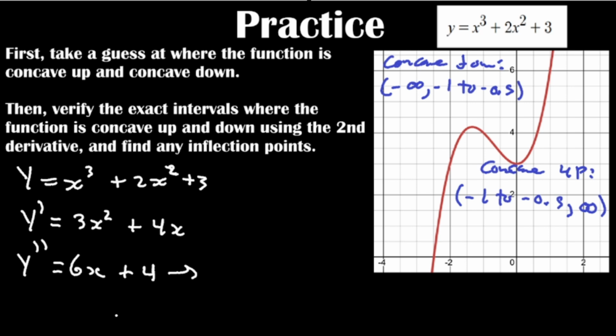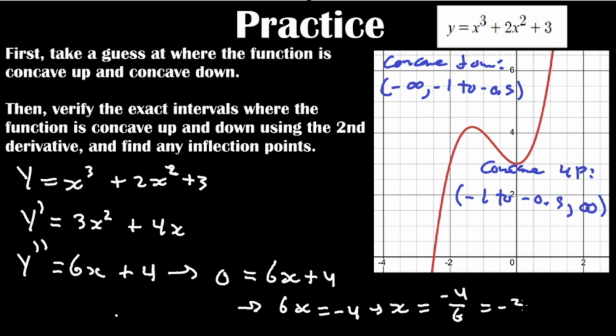So let's set this equal to 0 to find where the divide between positive and negative second derivative values will be. So 0 equals 6x plus 4. This means 6x is -4, which means x is -4 over 6, which is -2/3. So if the function is going to switch between concave down and concave up, it has to do it right here. Now let's plug in a value to test where this is positive and negative.